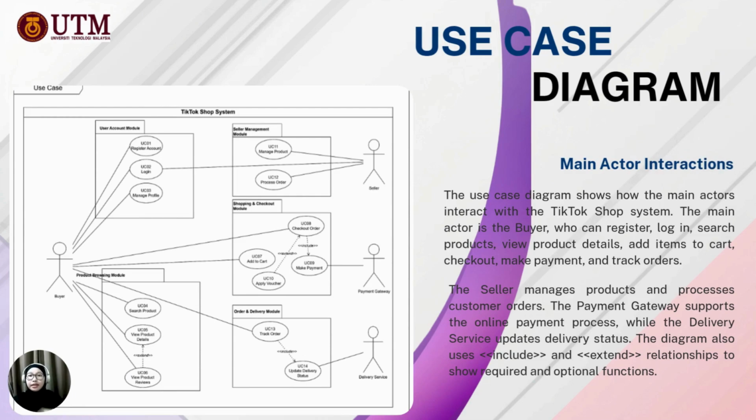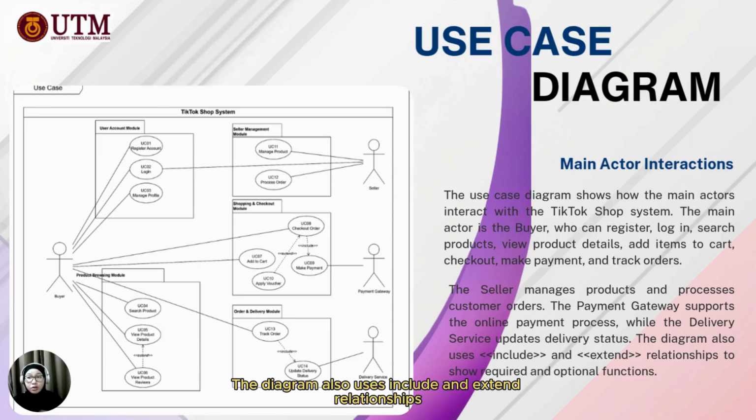Okay. This slide shows the use case diagram for TikTok Shop. The main actor is buyer. The buyer can register, log in, search product, view product details, add item to cart, check out, make payment, and track order. The seller is another actor who can manage product and process customer order. The payment gateway support the online payment process while the delivery service update the delivery status.